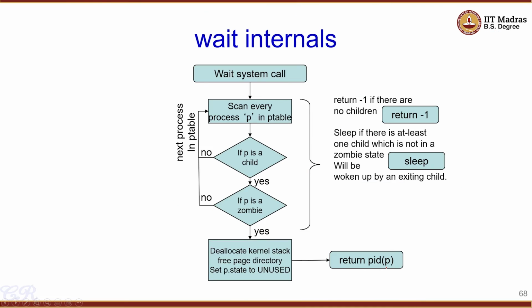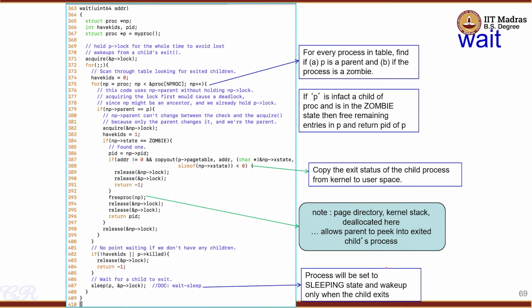Let's go into the details of the wait system call. This particular function wait is invoked when the parent process invokes the wait system call, and at a very high level, it has an infinite for loop, which terminates over here. Now within this particular for loop, it identifies if any of its children have exited.